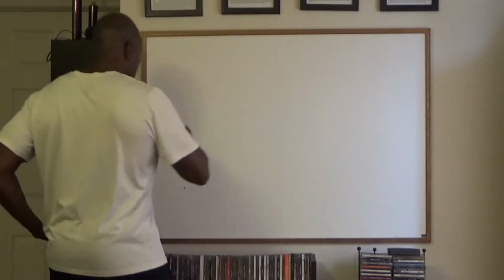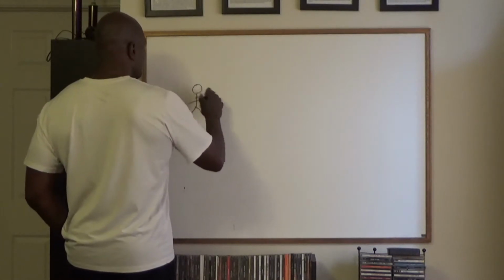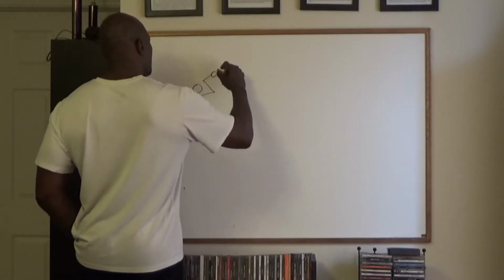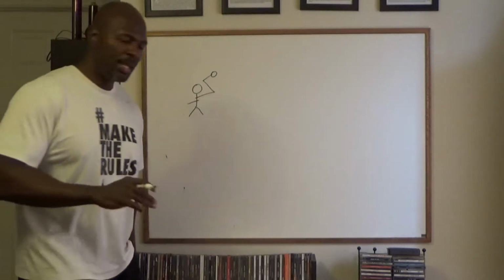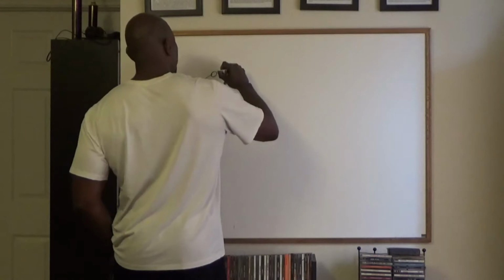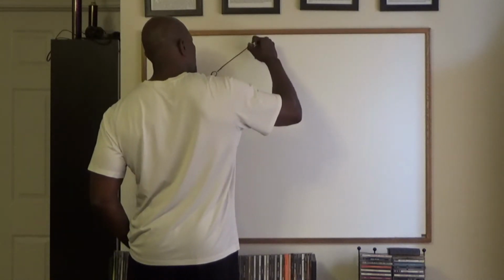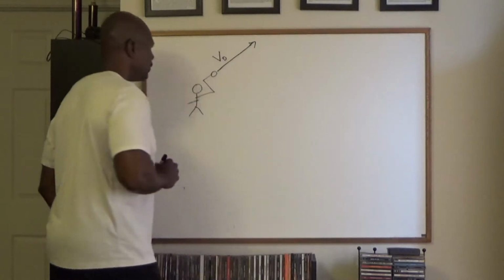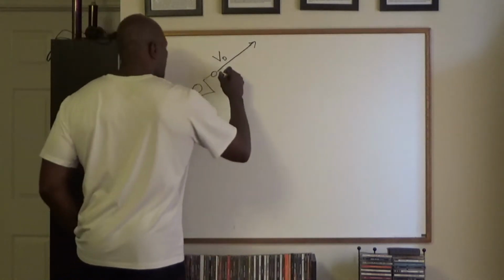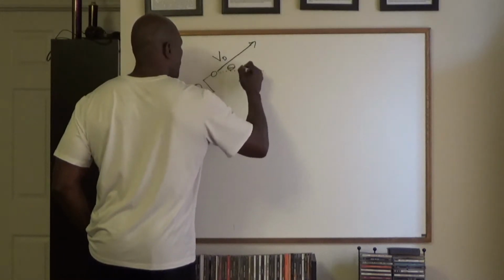So here I am. And I throw this ball. And I throw it at an angle. And I throw it with an initial velocity, which I'll call V0. And I'll throw it at an angle, which I'll call theta.